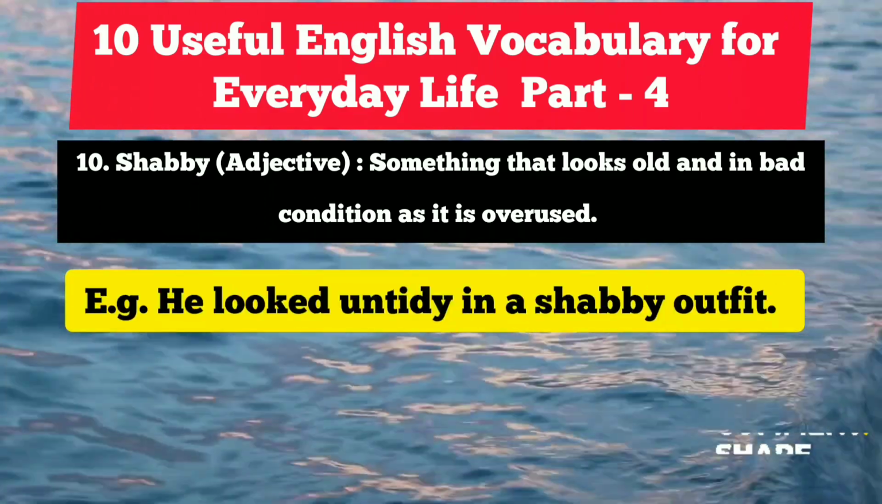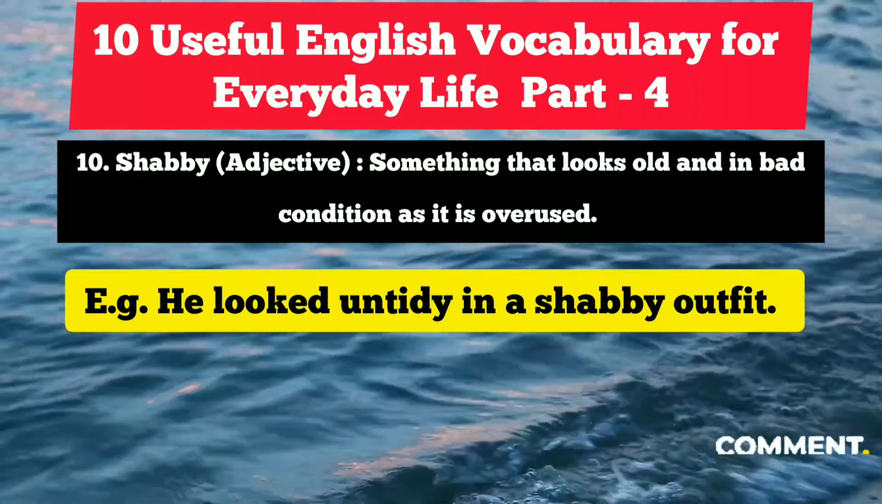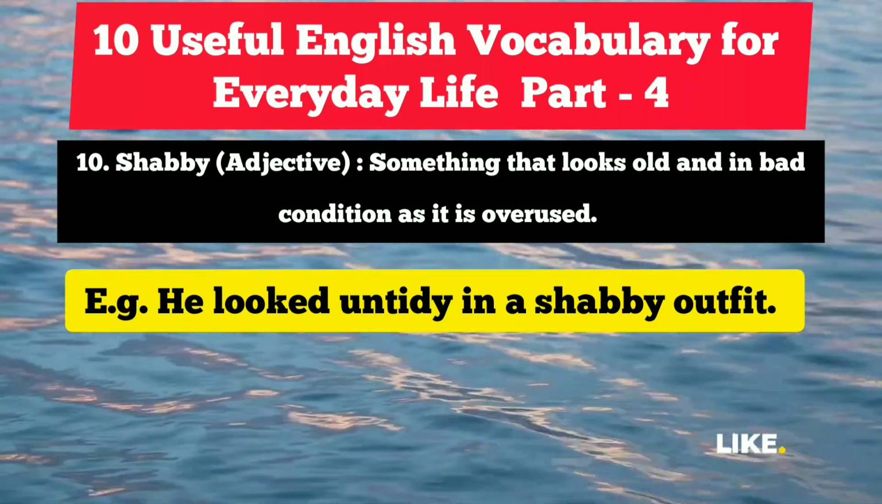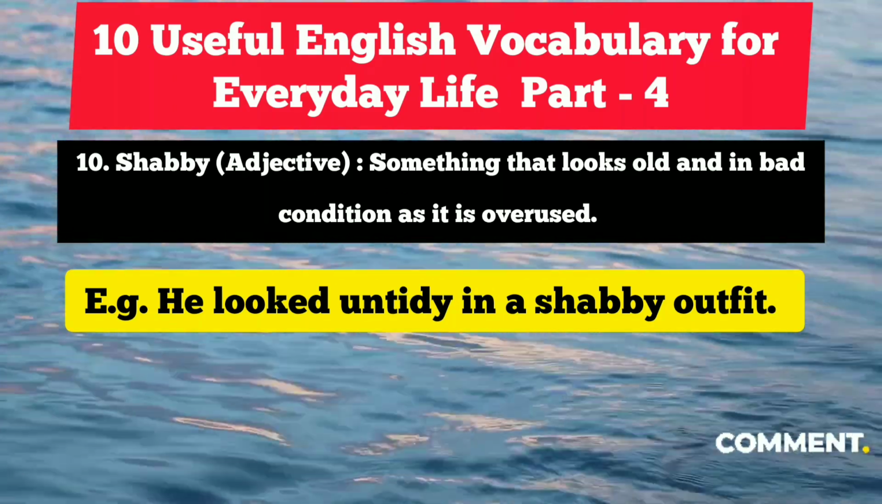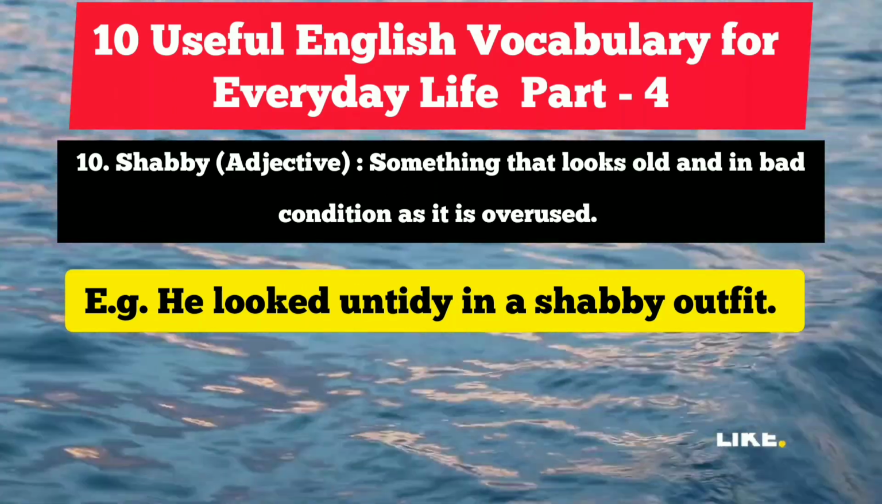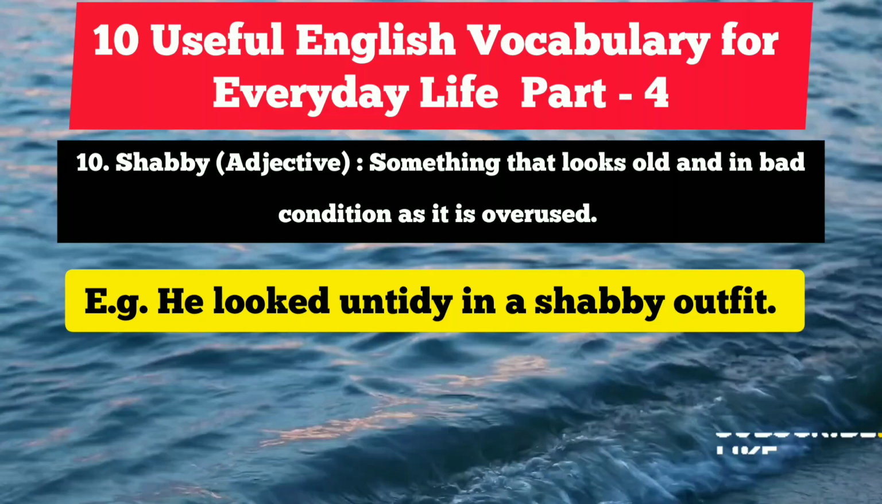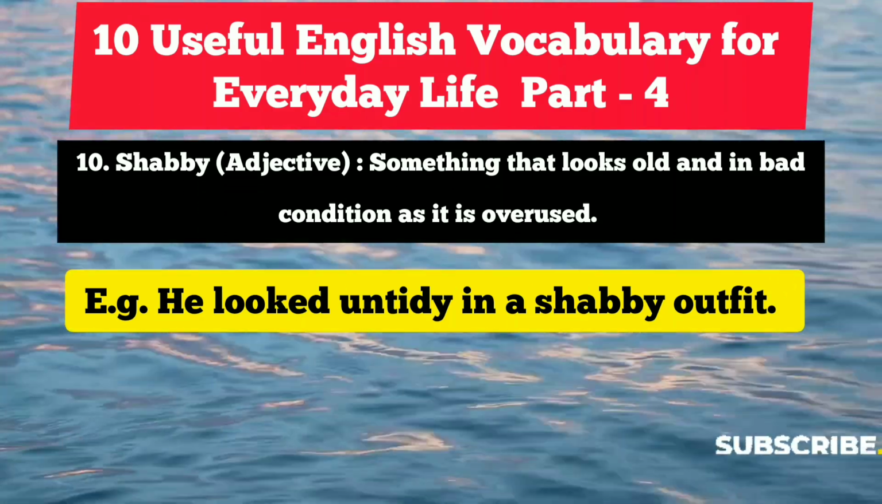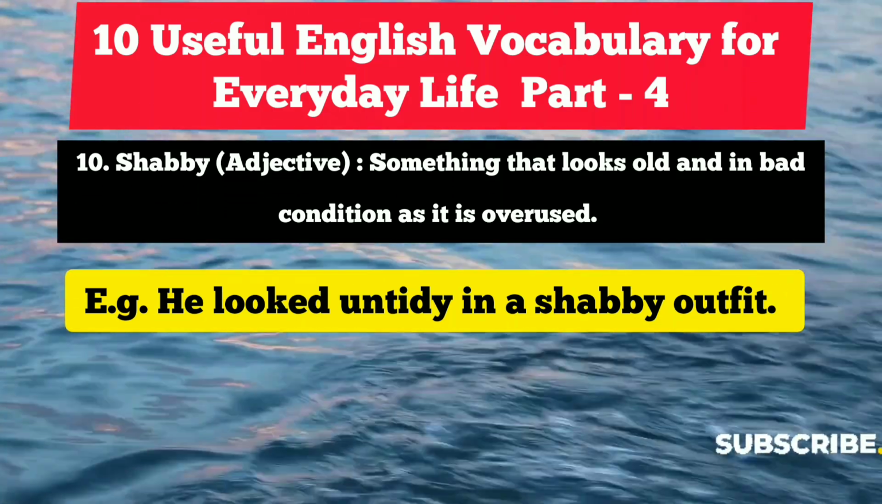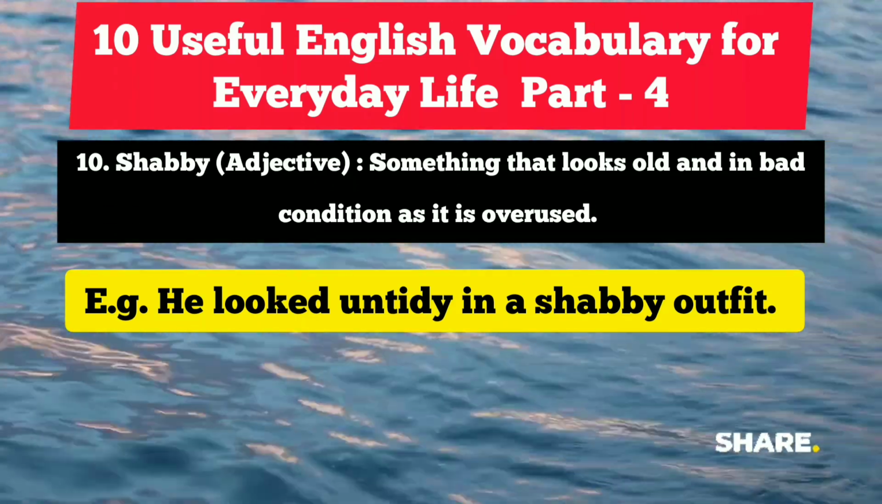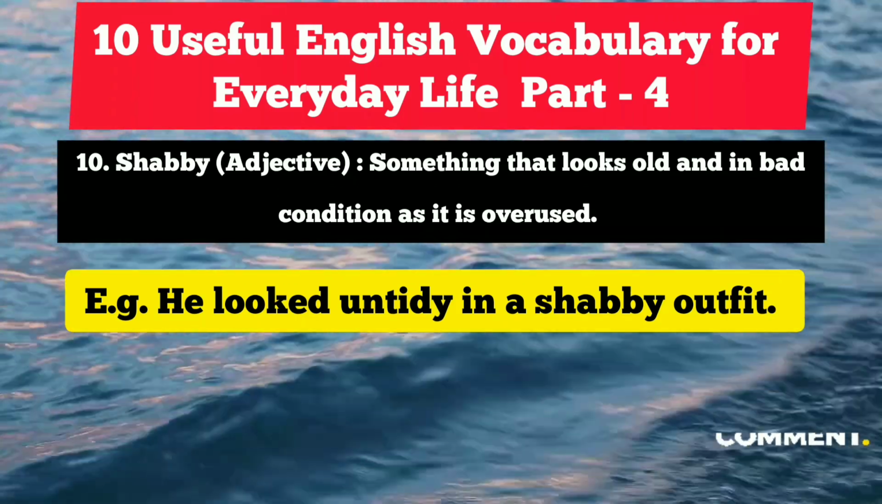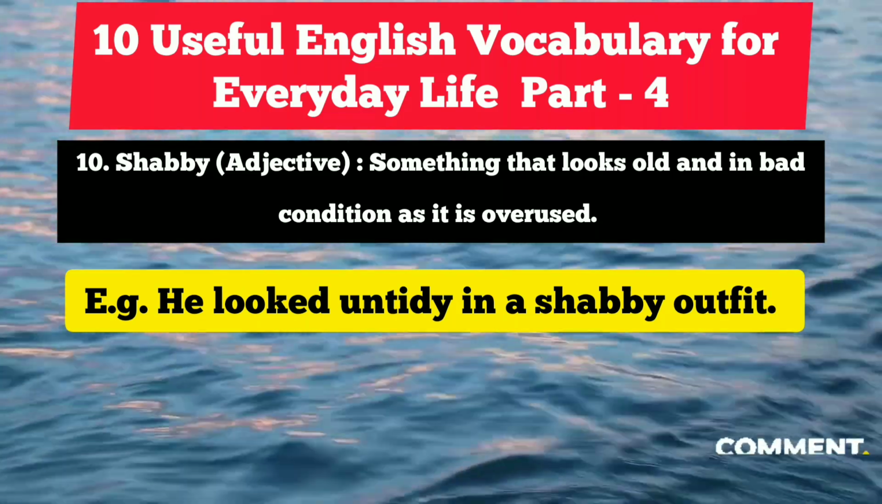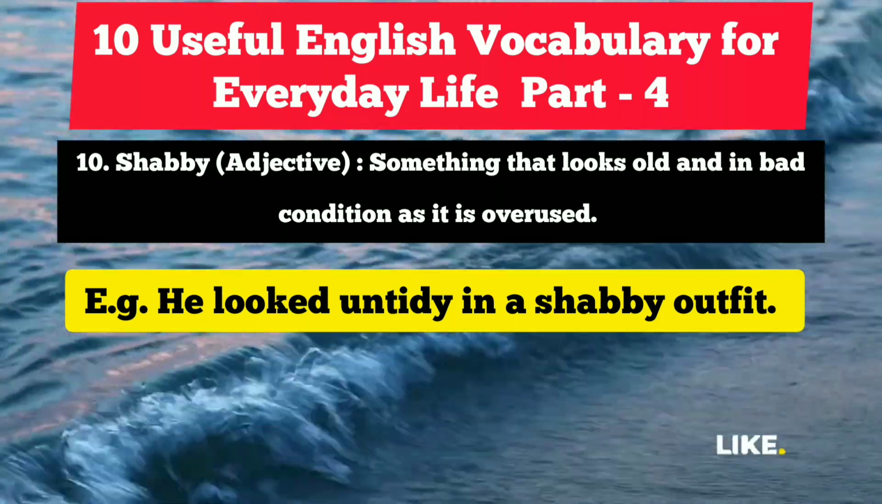He looked untidy in a shabby outfit. That means he wore a very old and maybe faded dress and he looked untidy in that shabby outfit. So I'm quite sure it's crystal clear how to use it. We can say shabby piece of paper also when it's old and overused and dirty. Okay, so like this way you can use this wonderful adjective shabby. So I'm quite sure it's crystal clear.